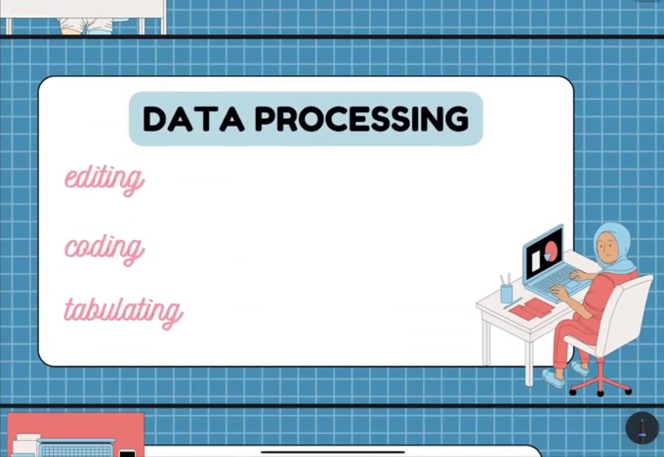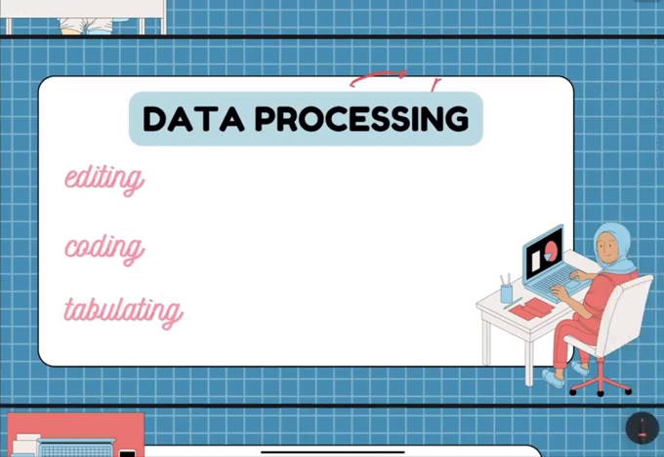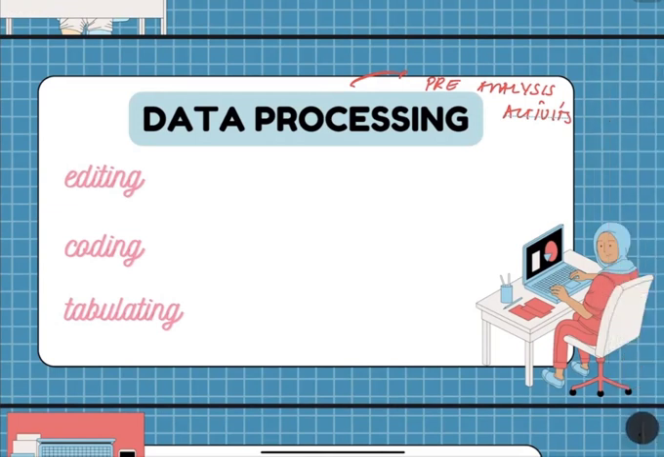So once we've collected our data, it's time for processing. And this is where we organize and prepare the data for analysis. So basically, class, data processing is like a pre-analysis activity. And what we usually do, we have three mini activities, or steps. So first we have to edit, code, and tabulate.